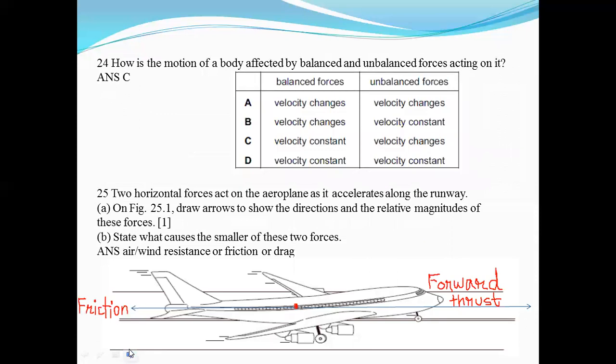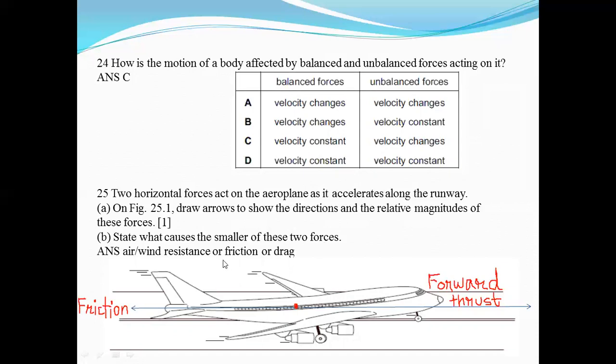Question number 24. How is the motion of the body affected by balanced and unbalanced forces acting on it? Correct option is C. Under the action of balanced forces, no change in velocity. Under the action of unbalanced forces, the velocity changes.